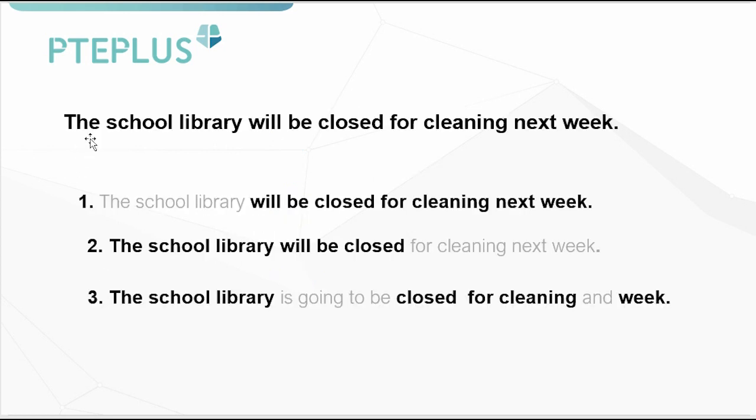For example, the original sentence might be, the school library will be closed for cleaning next week. But the student might read it like, the school library will be closed for cleaning next week. And they might think to themselves, wow, I did so well. I was able to memorize every single word. But in fact, that sort of answer is exactly what the machine isn't looking for. And that's a perfect example of what would be a low score in the repeat sentence sample.